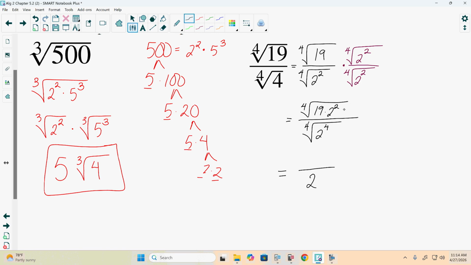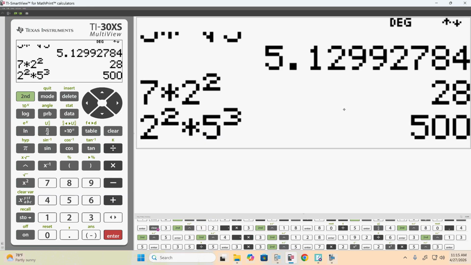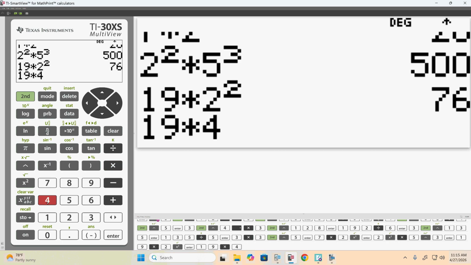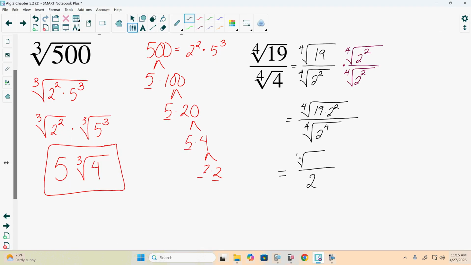Although, if we did have a factor of 4 on top, we would have divided it out to begin with to simplify. So really, at this point, we can just go 19 times 2 squared, or just 19 times 4, telling us that the 4th root of 76 over 2 is our final answer. Questions on this here? Questions on anything we've done so far? We ready for the last type of problem?